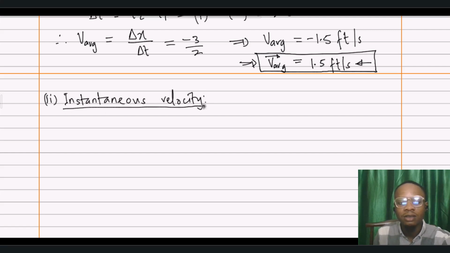Instantaneous velocity. When we say instantaneous, it means at an instant of time. This is not an average over a certain interval of time. It is at an instant of time. That means the interval is extremely small, so you can say the interval is nearing zero. There is no possibility of having an interval that is exactly zero, so we say it is extremely close to zero.